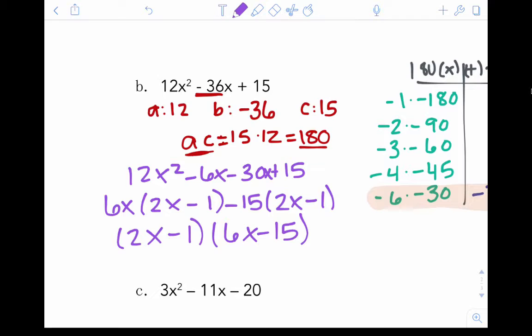Go ahead and pause this video and try the next example on your own. And then once you're done, you can play the video, and I'm going to talk through this problem, and you can check and see if you're right.